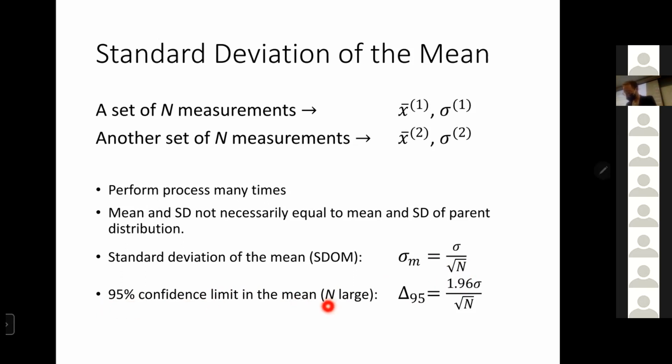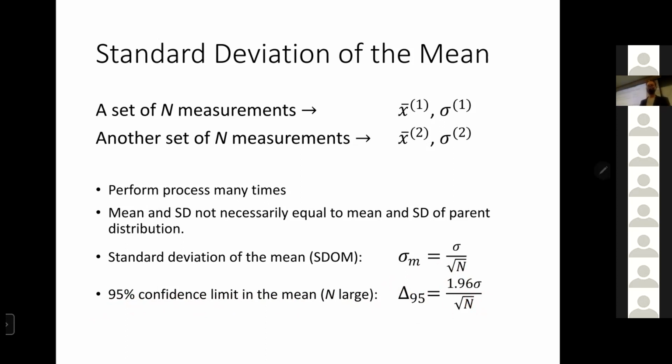Okay, so if you take a set of n measurements and take the average, another important thing to ask is, what would be the 95% confidence limit for the average of n measurements? This is the 95% confidence interval for an average, so it's called the 95% confidence limit of the mean. This formula is valid if n is a large number, and it is just 1.96 times the standard deviation divided by the square root of the number of measurements.